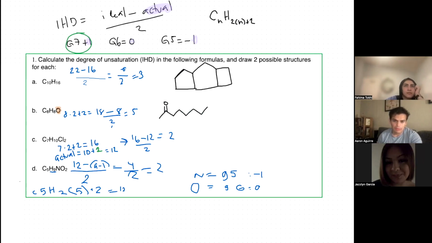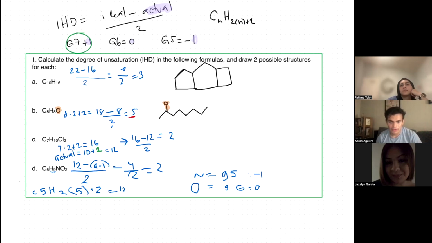So let me erase this. So we have the right amount of oxygen, the right amount of carbons, but we just need to figure out our five index of unsaturation. I'll do it in red, I guess. We have five, right? I just chose to do five pi bonds.